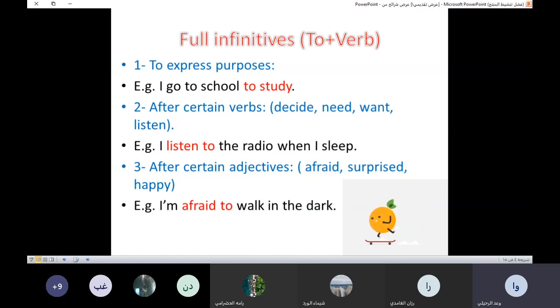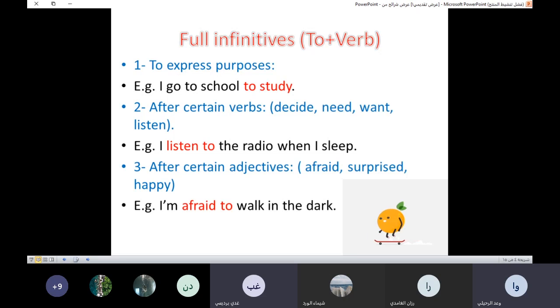You're going to use the to plus the verb in the base form if you want to express purposes. If you want to say, why do you do this thing? You're going to use the full infinitive. If I asked you, why do you stay at home? You're going to say what? To help the world. Thank you. To protect myself.